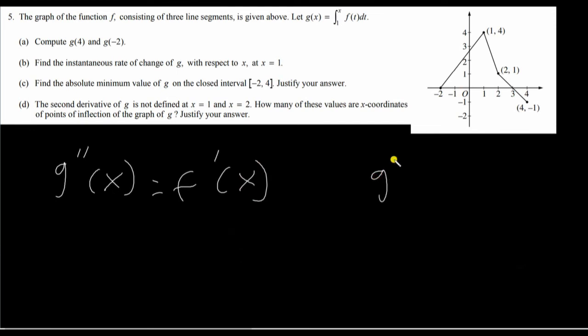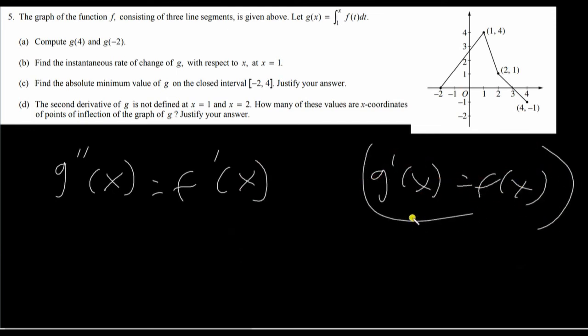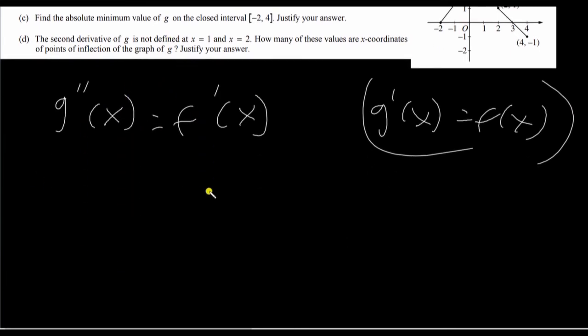So since we want to find the points of inflection on g, we're going to take g double prime of x. And since g prime of x is f of x, g double prime of x is f prime of x. Right, since g prime of x equals f of x. Just a little thing. And then, so let's think about what an inflection point is now. An inflection point is when the second derivative switches sign or direction, right? So we're asking how many of these, x equals 1, x equals 2, are inflection points.